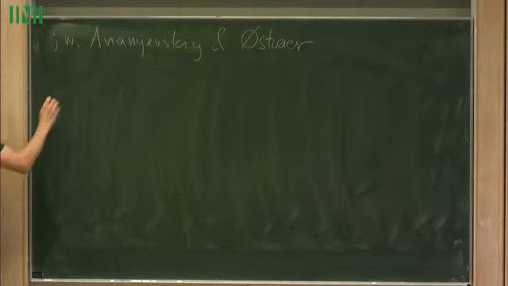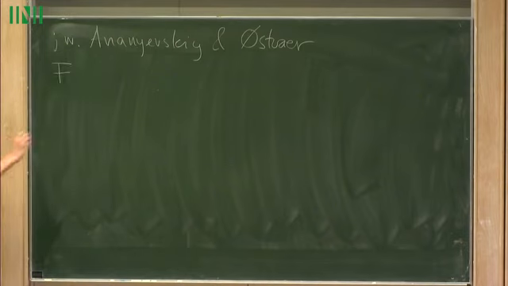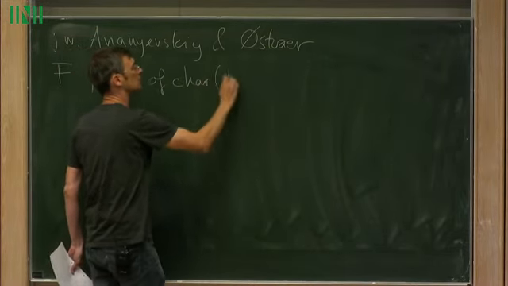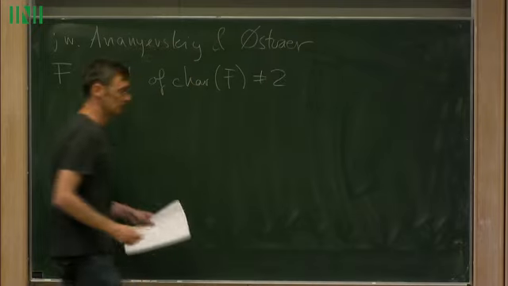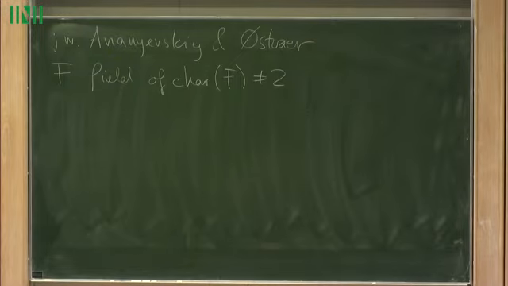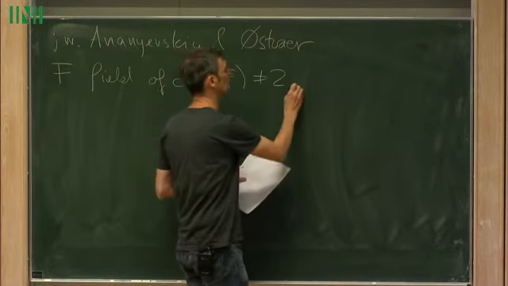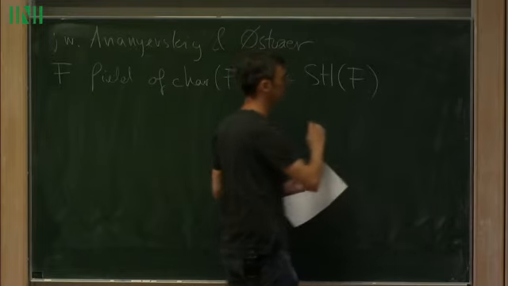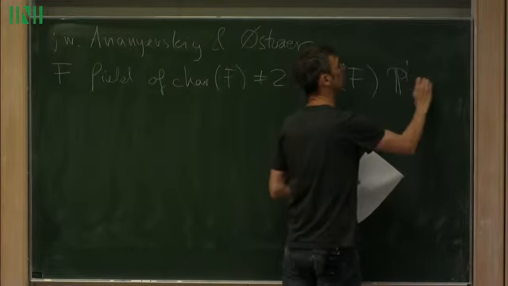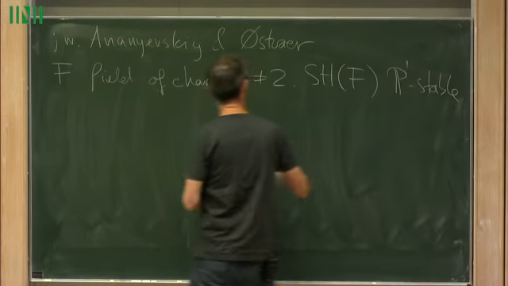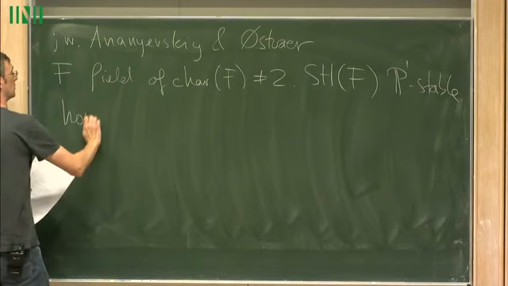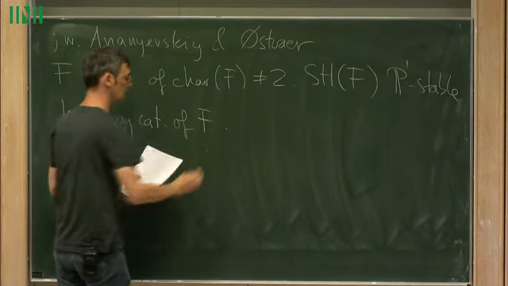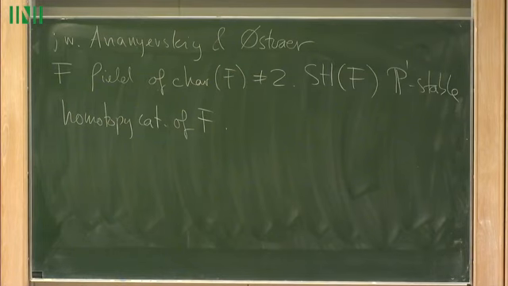So the setup is as follows. I'll take a field, and the characteristic of this field should be not 2, because we'll deal with quadratic forms. And SH(F) is the P1-stable or motivic homotopy category of F, as constructed by Morel and Voevodsky.